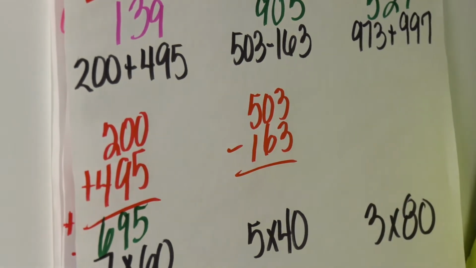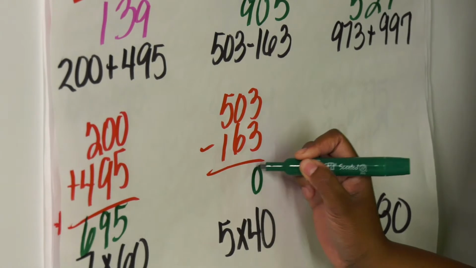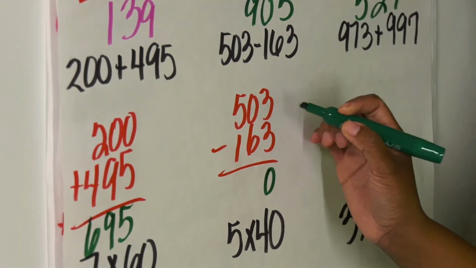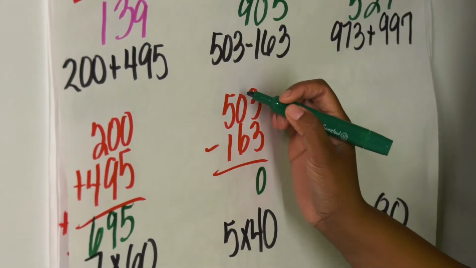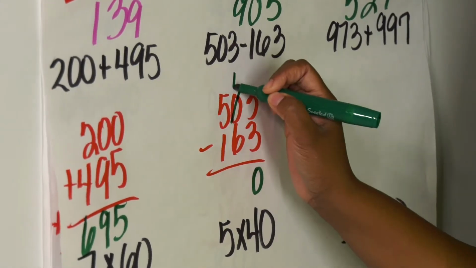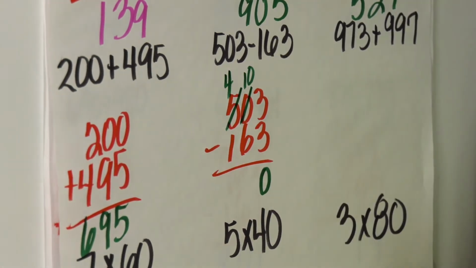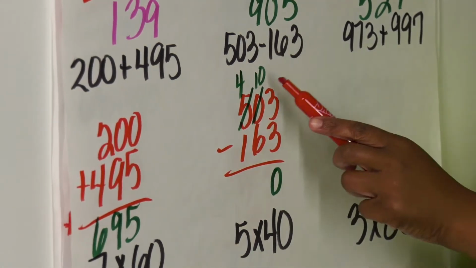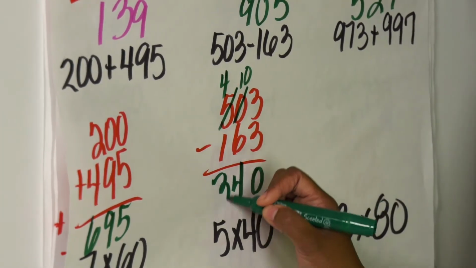503 minus 163. 3 minus 3 is 0. 0 minus 6 you can't do. So we're going to move over one place value. We're just shifting one place value. I'm borrowing 10. I'm going to give myself 10. And I took away 1 here. That turns into a 4. 10 minus 6 is 4. 4 minus 1 is 3.